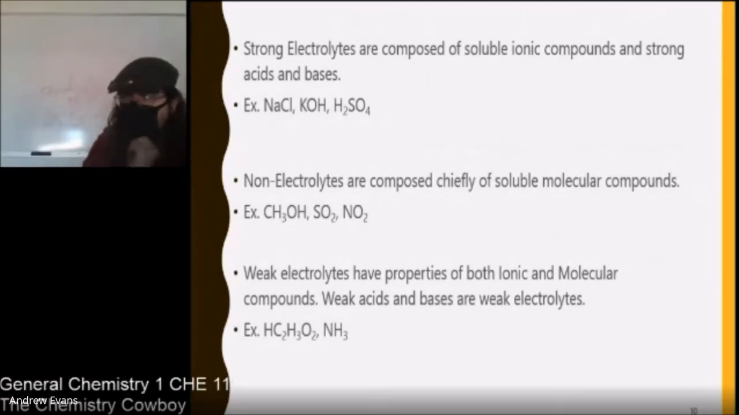Non-electrolytes are just soluble molecular compounds. This is methanol. SO2 will dissolve. NO2 will dissolve, but they won't really ionize. The weak electrolytes usually have properties of both ionic and molecular compounds. Weak acids and bases are the most common weak electrolytes. Ammonia, as we'll learn, is a weak base. Acetic acid is a weak acid. That's the acetic acid that I've drawn right there.